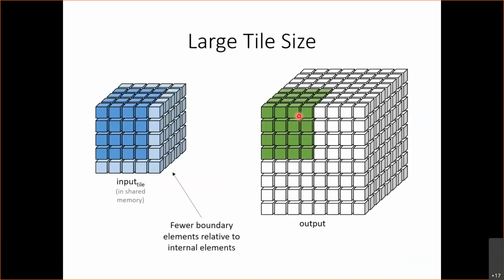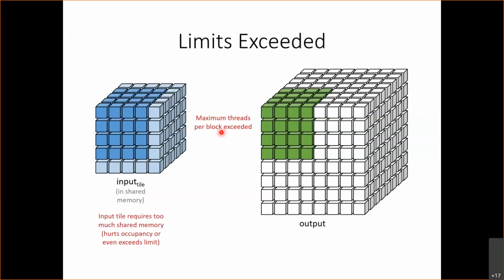The intuition was that with a larger tile size, we have a larger amount of input elements relative to the boundary elements. With stencil, the boundary elements are not really reused, unlike convolution, where you do have some reuse with the boundary elements. So the larger tile size allowed us to have fewer boundary elements and more internal elements, hence more data reuse. Now, the problem with increasing the tile size like this, especially since this is a three-dimensional block, is that we quickly exceed the maximum number of threads per block needed to load the input tile and also compute the output tile.